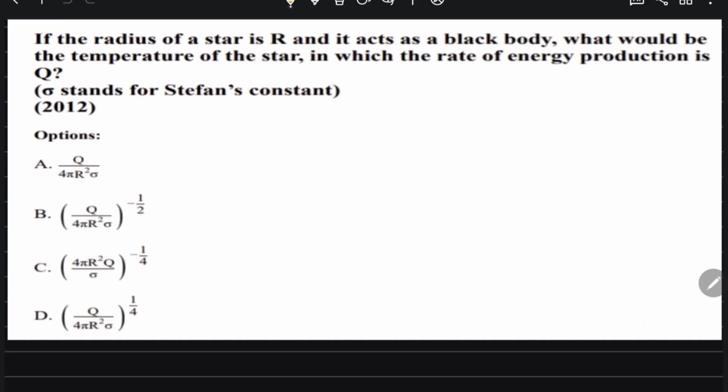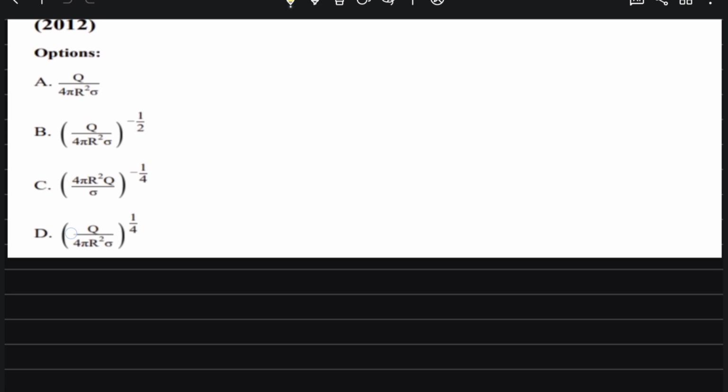If the radius of a star is r, it acts as a black body. What would be the temperature of the star in which the rate of energy production is Q?